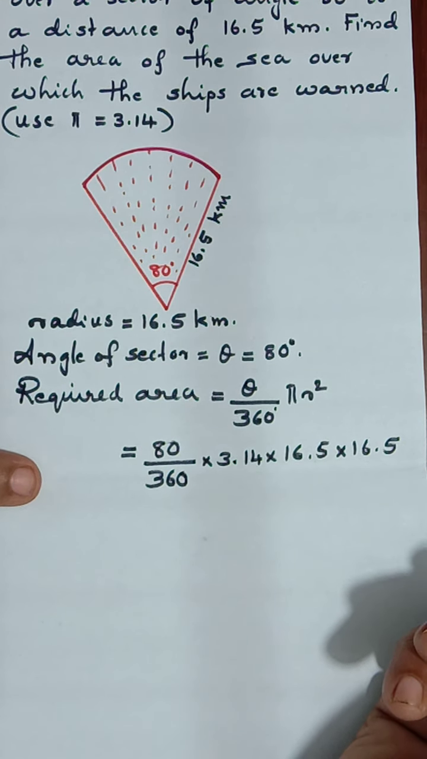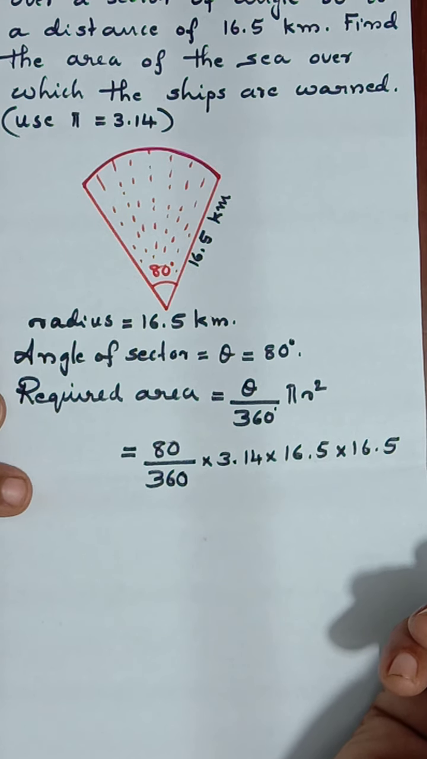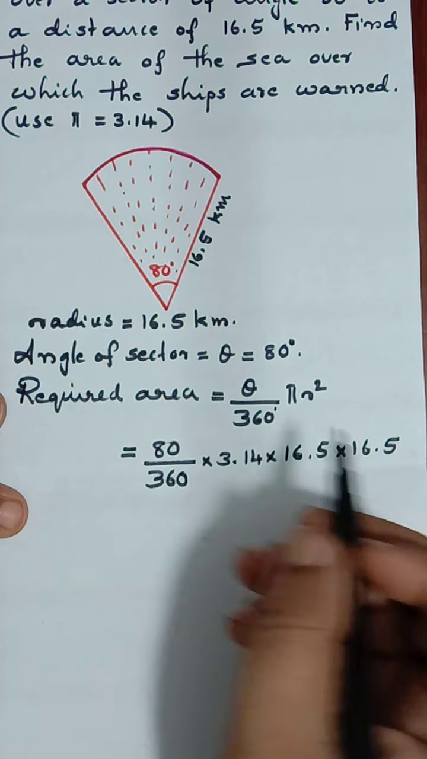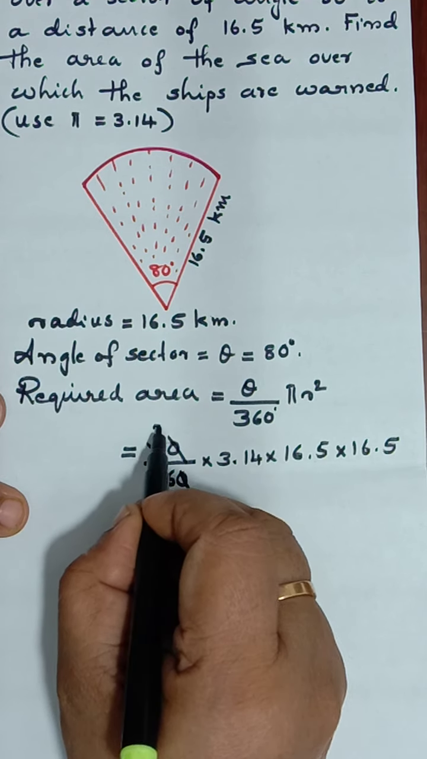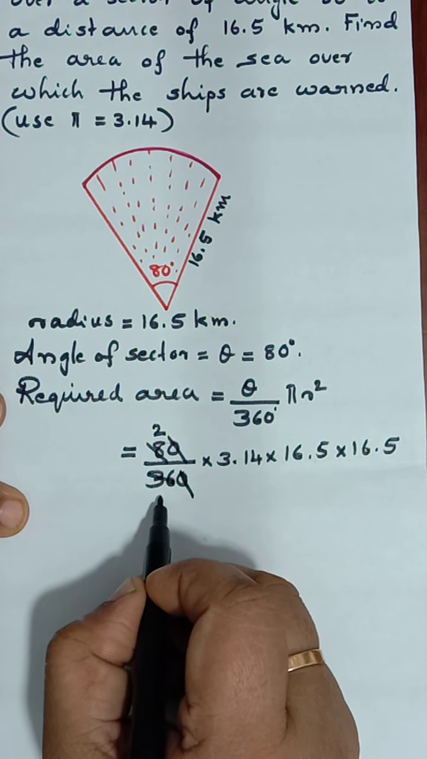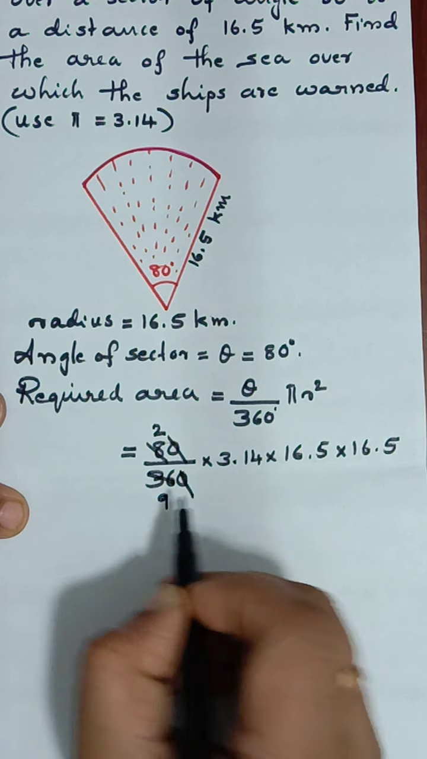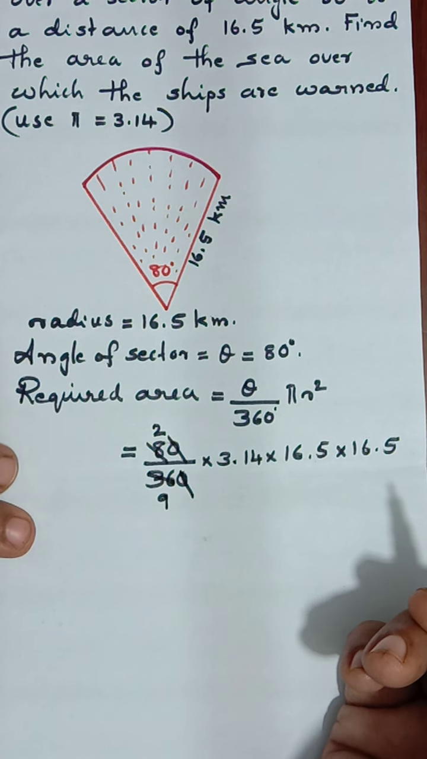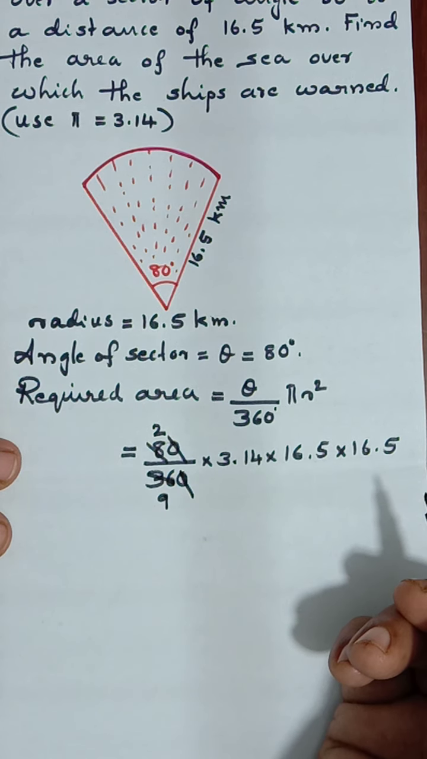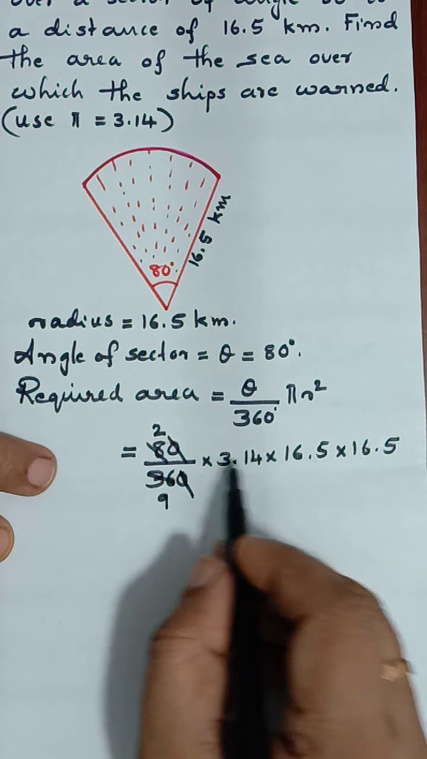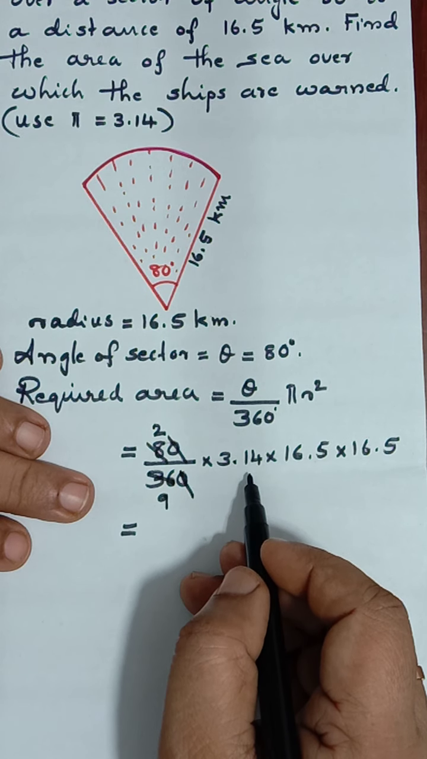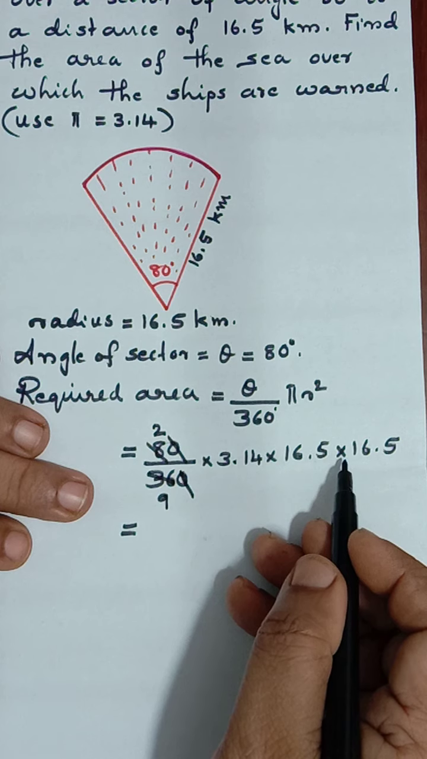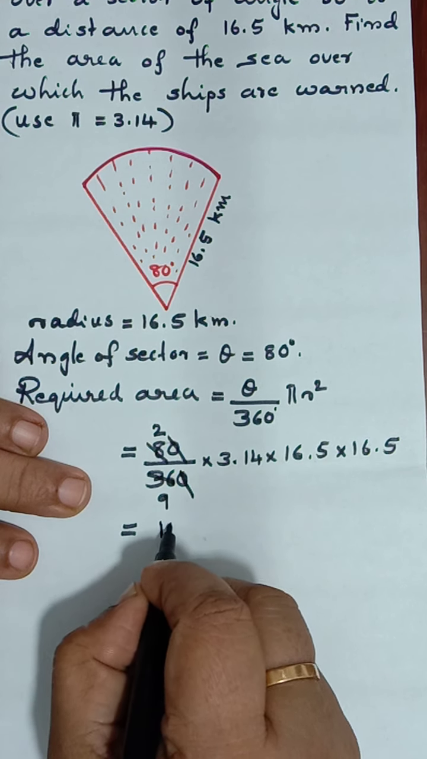So we have to cancel now. We can cancel it by 4. Zero, zero, that is 10 by 10. Over 4, 2 times 4. How many times? Isn't it 9 times? It is difficult to cancel, so it is better to multiply the numerator: 2 into 3.14 into 16.5 into 16.5. Multiply and get the answer.